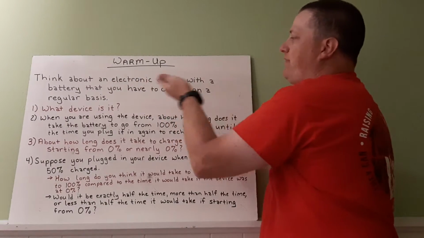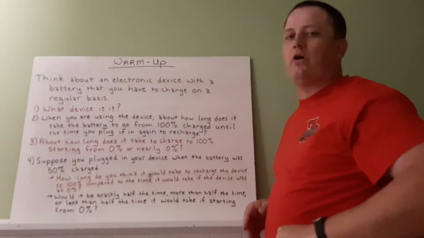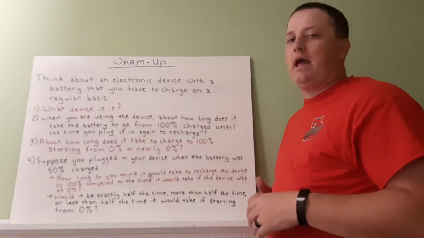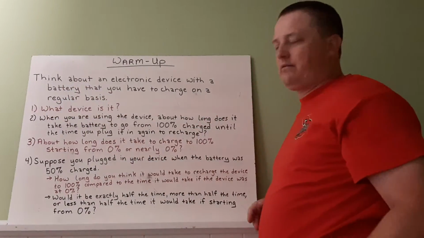So our warm-up seems kind of long. Try and get this all written down and try and think through these answers logically and give your best estimates of what you think it will work out to be. So think about an electronic device with a battery that you have to charge on a regular basis. So your phone, a tablet, anything along those lines. All right, write down what device it is.